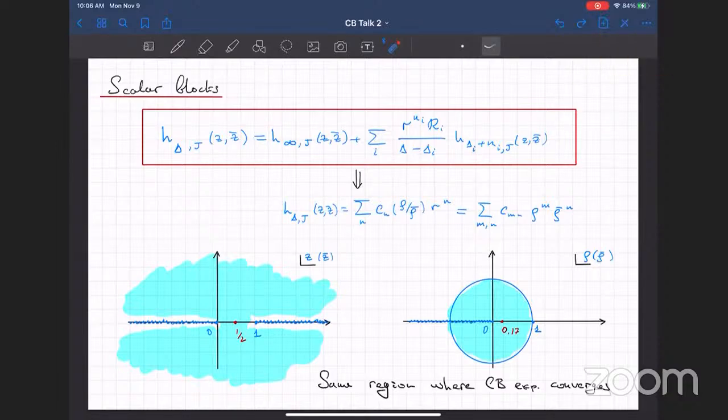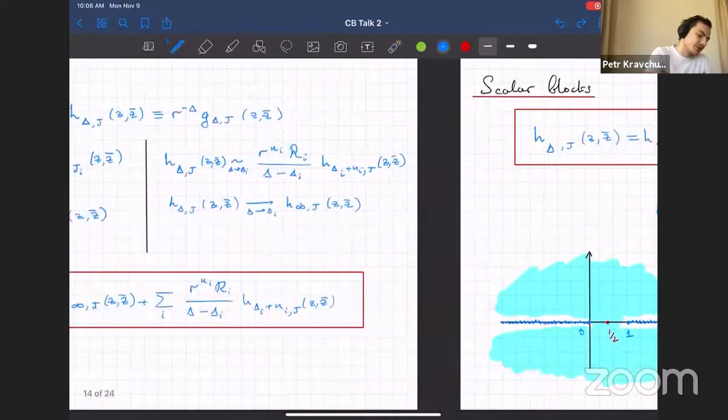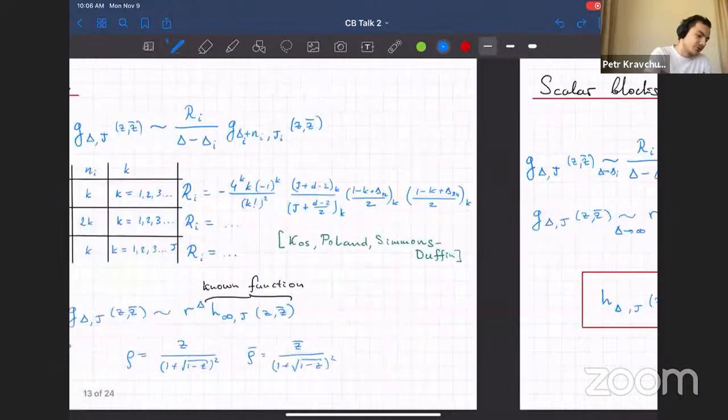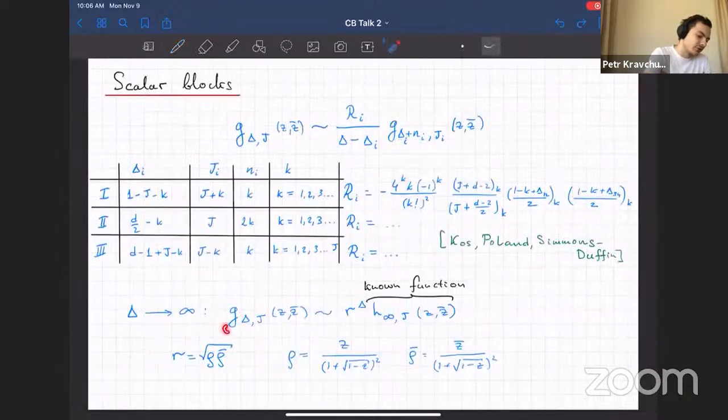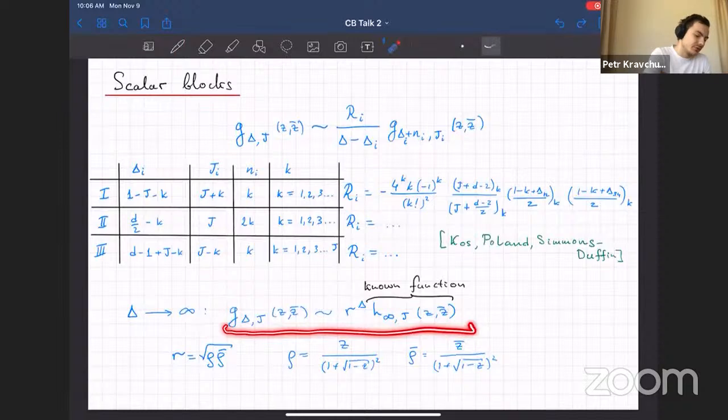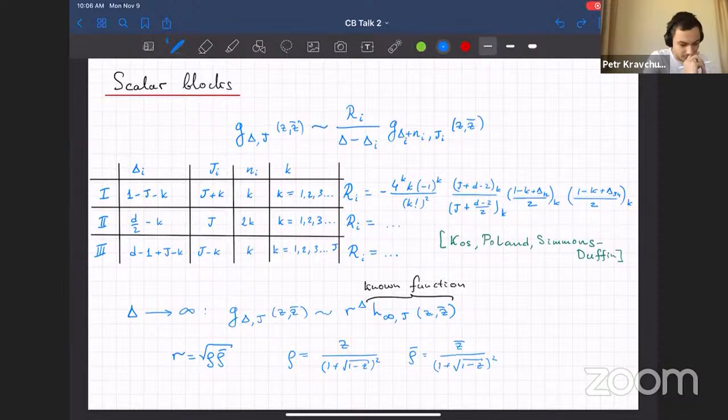But okay. So I wanted to ask you, are there any explicit formulas for this H infinity? Yes. The way you get it is that you just solve the quadratic conformal Casimir differential equation at leading order in R, and the explicit expression for it is something like, I don't remember it exactly, I probably should have written it down.